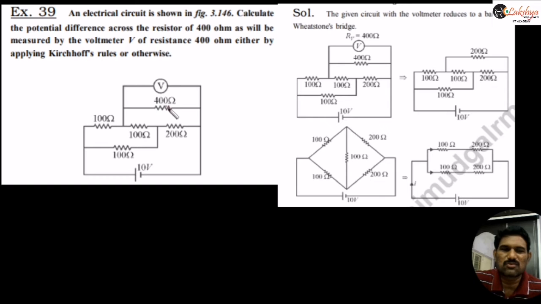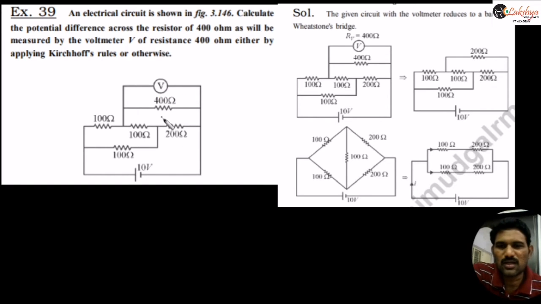For that we are using a voltmeter, and this voltmeter is having some resistance. We can observe that the resistance of this voltmeter is given. If the voltmeter is having some resistance, they will mention the resistance of that voltmeter like this, or sometimes they will mention it in the diagram itself, right? Then you can treat that as a practical voltmeter. If nothing is mentioned about that, you can treat that voltmeter as an ideal voltmeter.